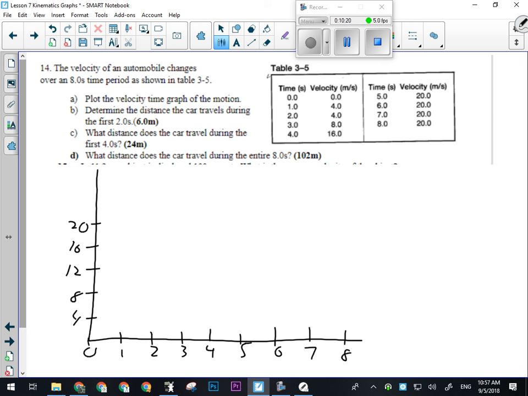So at time 0, we have a velocity of 0 meters per second. So we start down at the origin. By time 1 second, we're moving at 4 meters per second. So we have this diagonal line representing the fact the object accelerated between 0 and 1 seconds. Between 1 and 2 seconds, the object travels at a constant velocity of 4 meters per second. Then between 2 and 3 seconds, it accelerates to 8 meters per second. And then between 3 and 4 seconds, it accelerates to 16 meters per second. Then between 4 and 5 seconds, it accelerates to 20, and then travels at 20 for the remainder of the trip.